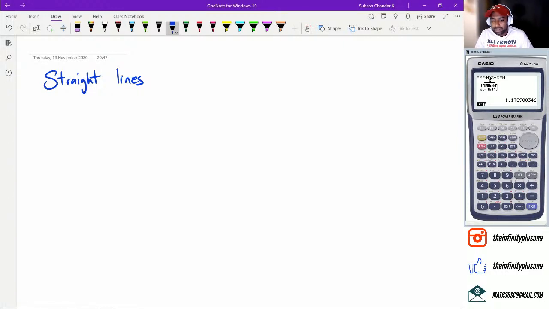Cool, guys. A lot of people ask me: is my graphics calculator useful for this paper? Massively, massively useful. If you do not have a graphics calculator, you can still get through this paper, but it just means that it requires you to do a little bit more algebra.